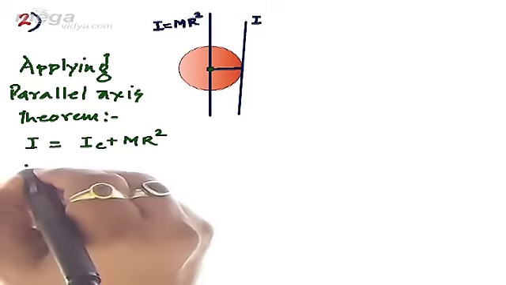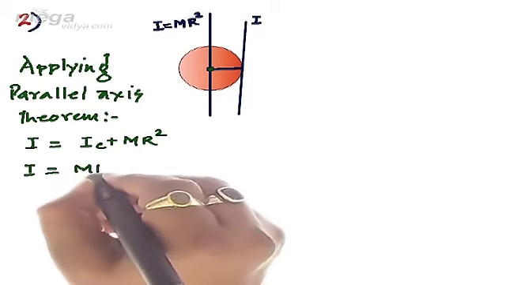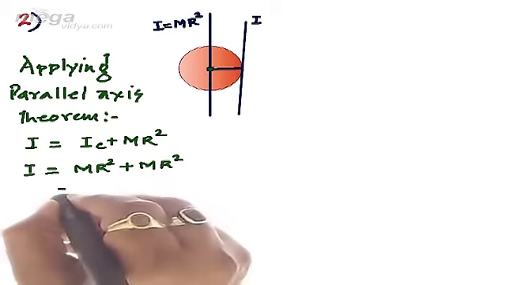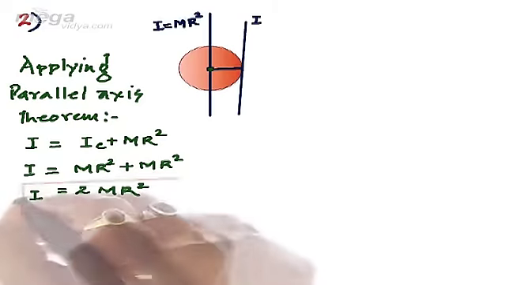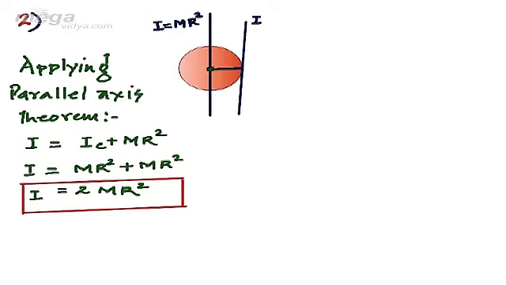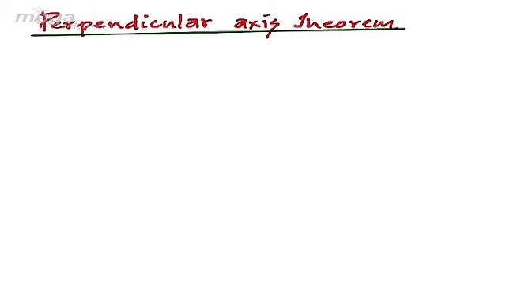So I will be equal to mr square plus again mr square, which will come out to be equal to 2 mr square. So the moment of inertia of a ring along the tangent and parallel to the centroidal axis is equal to 2 mr square. Similarly, we can calculate the moment of inertia of any geometrical figure such as a disc, sphere, etc. Now let us learn the perpendicular axis theorem.